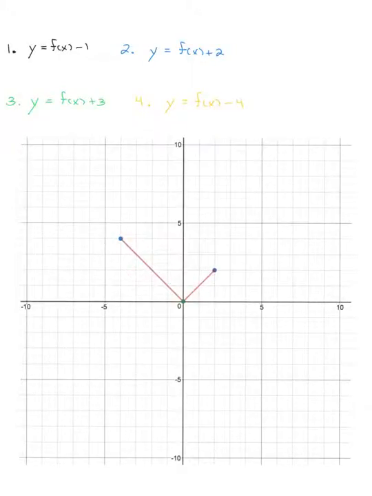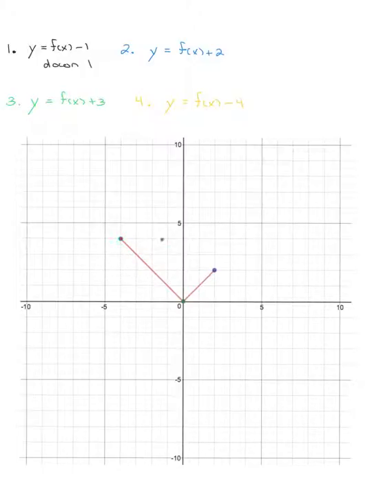So for questions 1 through 4, we're focusing on changing this graph. I'll start with y equals f of x minus 1. This minus 1 is outside of the function, meaning we're changing the y value. In fact, this is going to go down one place.